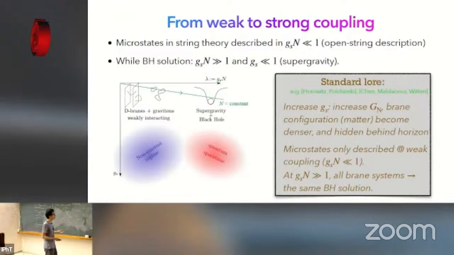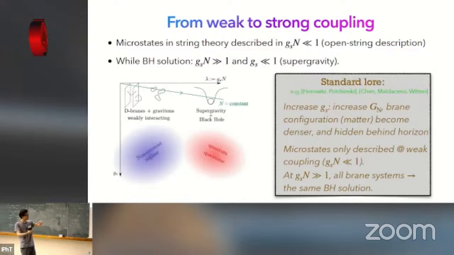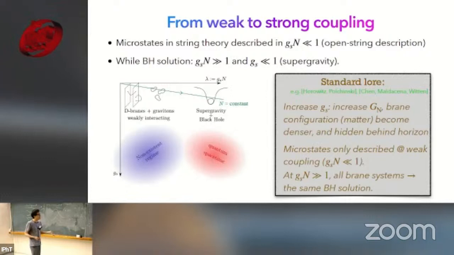Usually, people think that as you increase g_s, you also increase the Newton's constant. And usually, when you increase G_N, the matter becomes denser and denser. At some point, it becomes so dense that the matter is hidden behind the horizon. So from this perspective, you would say that the microstates are only described in the weak coupling region, because if you go to the supergravity region, there's only the black hole solution, and all the brane systems are going to be mapped to the same black hole solution.